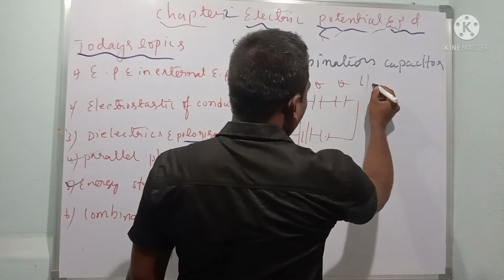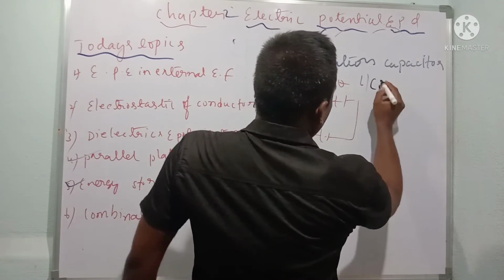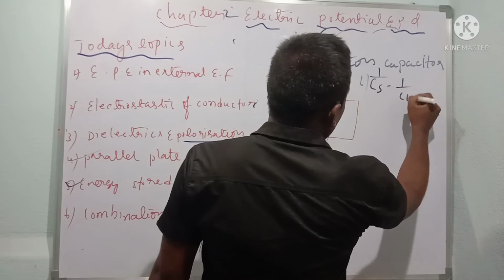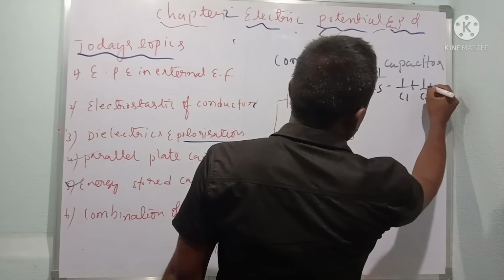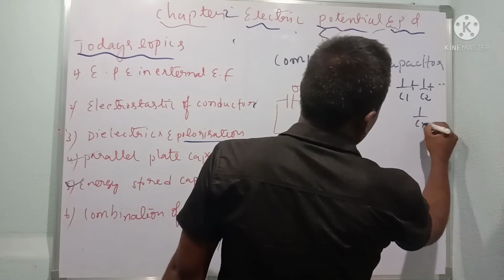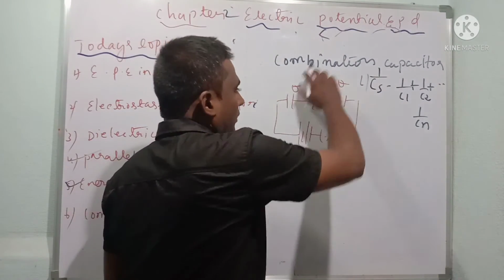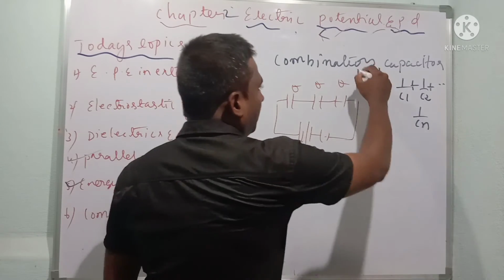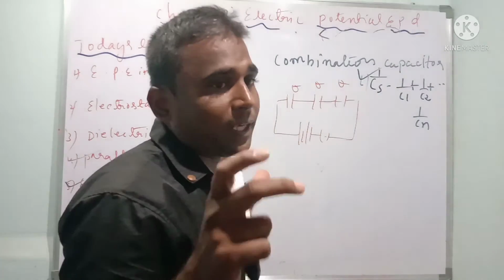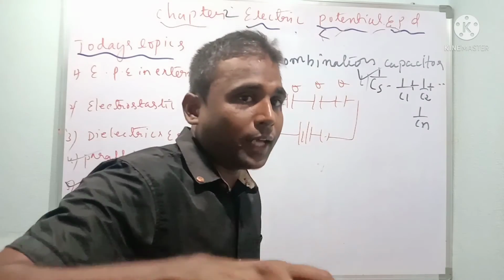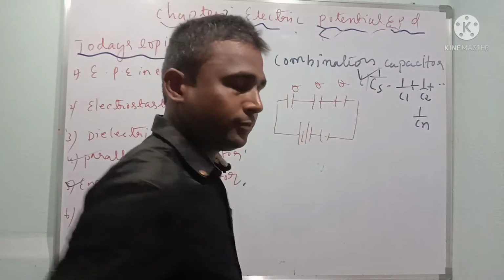Now directly we will take the formula, that is 1 by Cs is equal to 1 by C1 plus 1 by C2 plus dash dash 1 by Cn. You can take n number of capacitors. This is the expression for equivalent capacitance of the capacitors when they are connected in series.